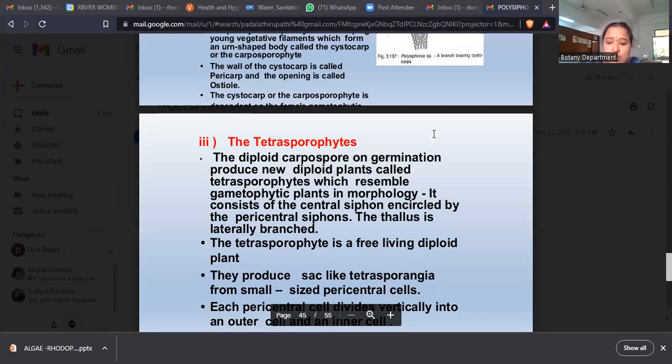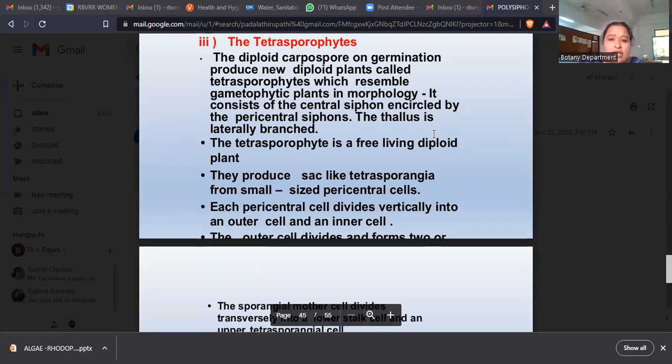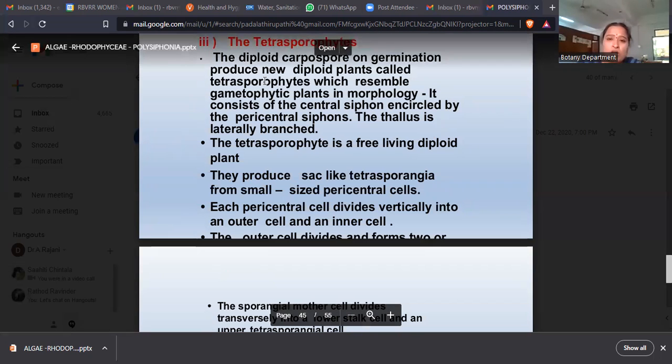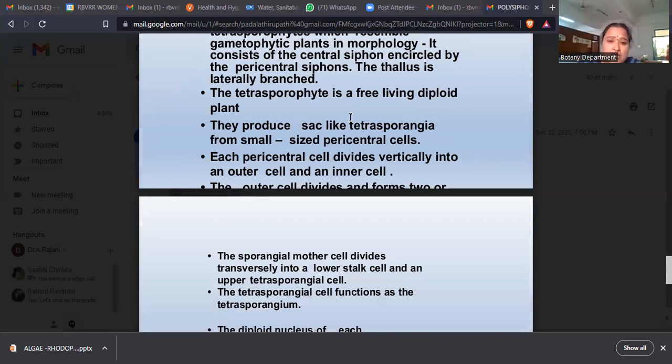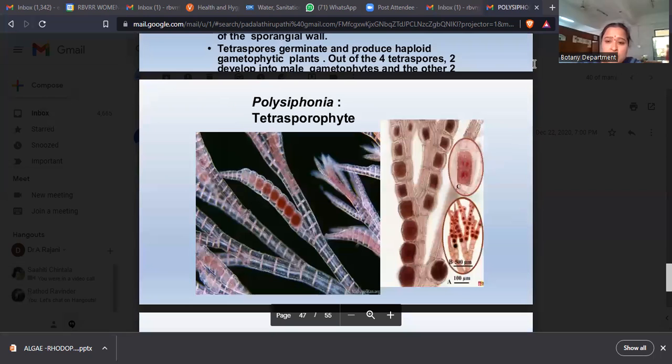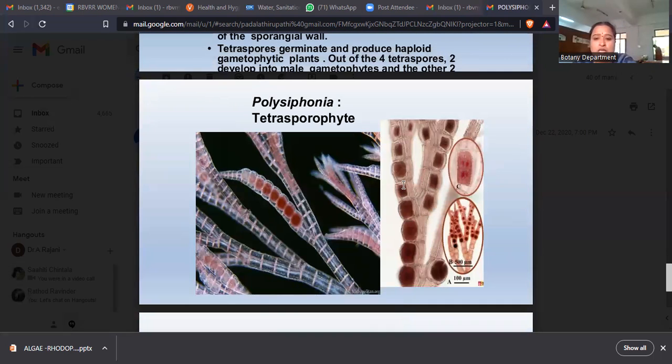And the last one: what is the tetrasporophyte? The tetrasporophyte is the diploid condition. The germinating carpospore produces new diploid plants called tetrasporophytes, which morphologically resemble the gametophytic plant. It consists of a central siphonous thallus with lateral branches. See, you can observe the tetrasporophyte. Here you see 1, 2, 3, and on the back side another tetraspore is there.